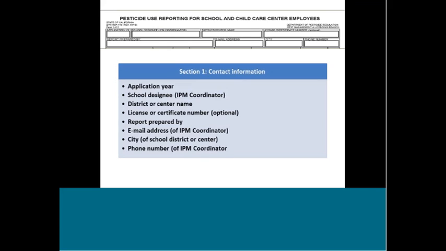First, fill in the contact information for the district or center and the IPM coordinator. If you have a pesticide applicator license or certificate, please enter it in the box. You would need a license if you were applying restricted materials. The license number for child care centers does not go in this box. That number can be entered in the next section. The IPM coordinator does not have to fill out and submit this form. He or she can delegate that task.